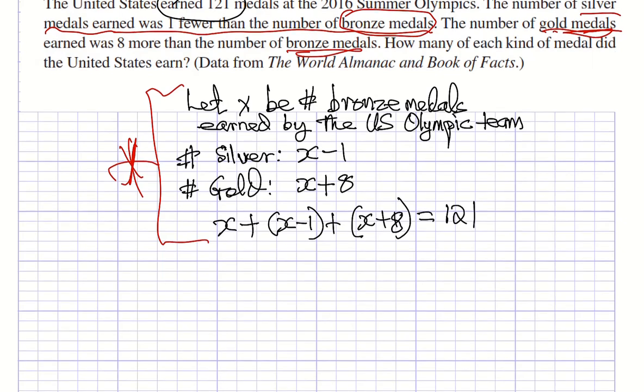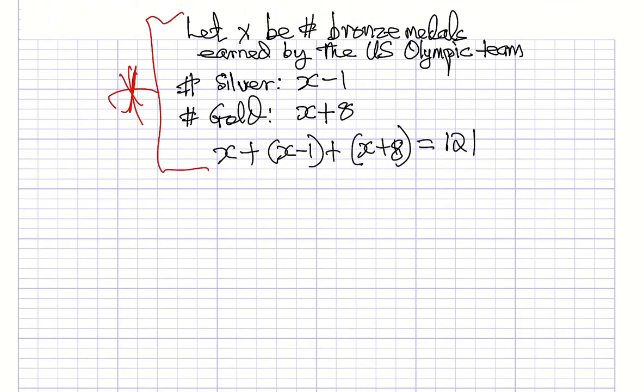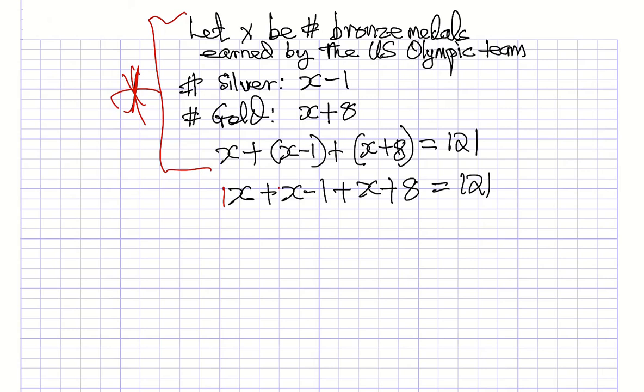Okay? So we'll solve the resulting equation, simplifying the left side, remove the bracket. We'll have x plus x minus 1 plus x plus 8 is equal to 121. Always keep in mind, right? This is 1x, another 1x, another 1x. If you keep that in mind, you will not go wrong, okay?